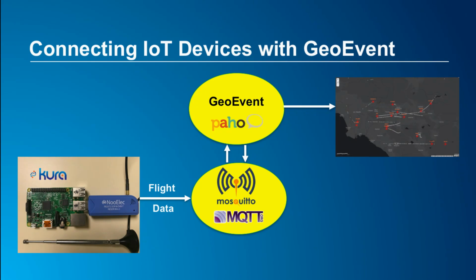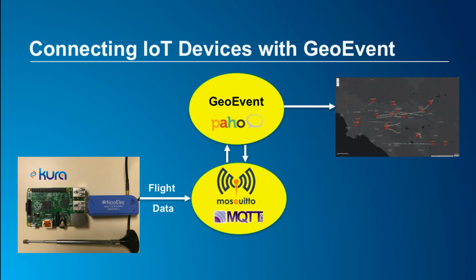So ADS-B broadcasts at a frequency of 1090 megahertz. An RTL-SDR radio receiver can receive the signal. SDR stands for software-defined radio. With proper software, we can decode the signal into a series of events. So my knowledge about avionics ends about here. Now we have the flight info captured on the Raspberry Pi.